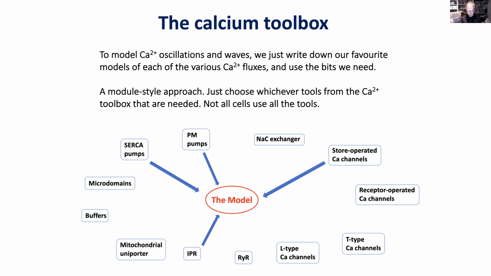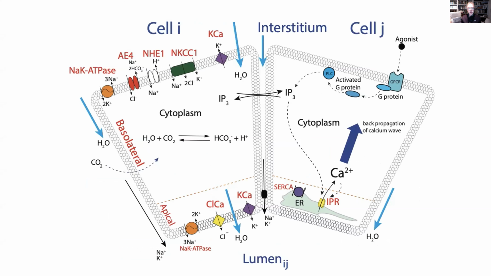So you build the model in a modular kind of approach, so it can be adapted to many different other cells as and when needed. That's our calcium toolbox. So how do these cells really work?